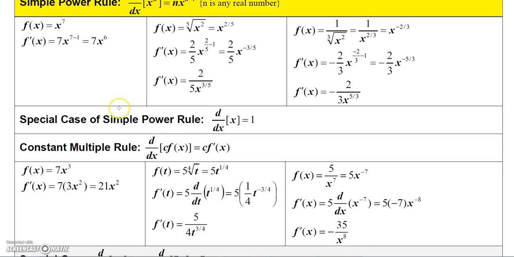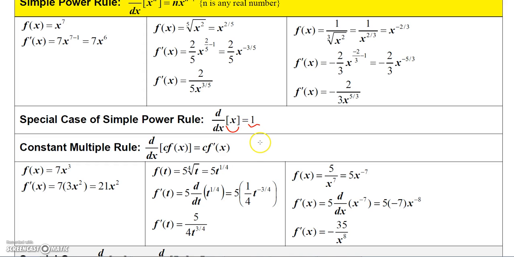Now a special case of this simple power rule: if you wanted to take the derivative of x with respect to x, well, since x is x to the 1st, if you applied the power rule, you would get 1x to the 0 power, which is just 1.